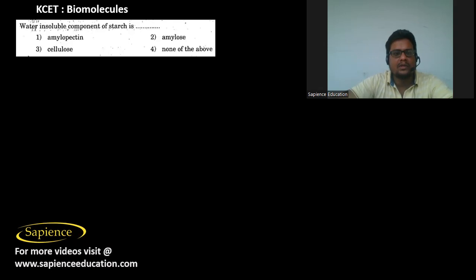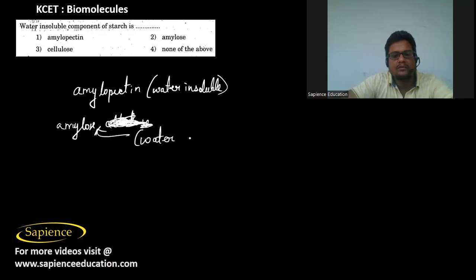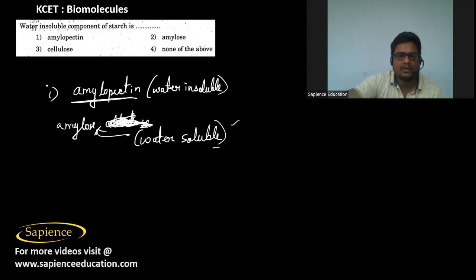Then, water insoluble component of starch is amylopectin. Amylopectin is the water insoluble component of starch, but amylose is a water soluble component of starch. Cellulose is not a component of starch. So only amylopectin is the water insoluble component of starch. So option 1 is the correct answer.